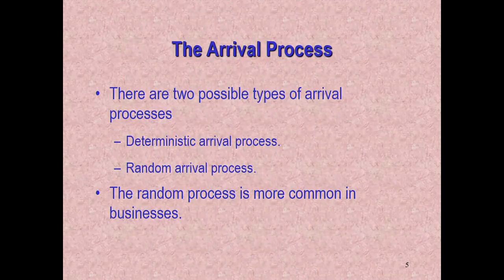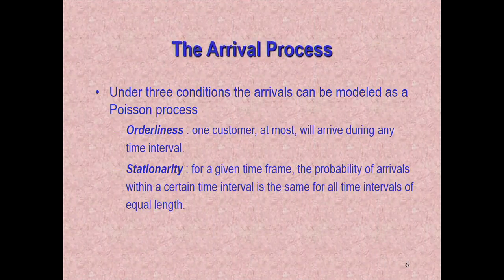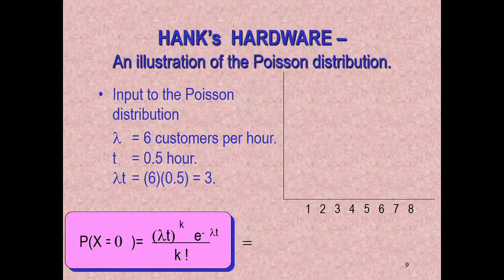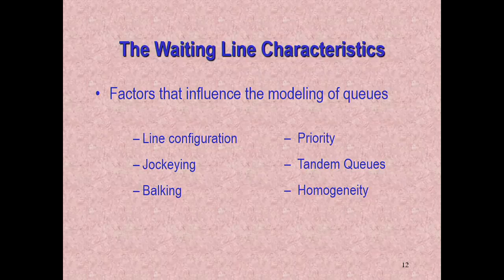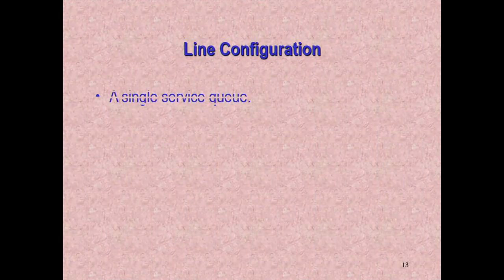So I'm going to skip ahead a little bit and talk about some terminology, and then we're going to come back, okay? So we'll talk about arrival in a bit. We'll talk about that after break, and we'll talk about service after break. But what I want to talk about right now is the queue configuration, like the waiting line characteristics, okay? Factors that influence how we would model a queue. And we're going to talk about line configuration, jockeying, balking, priority, all those good things.